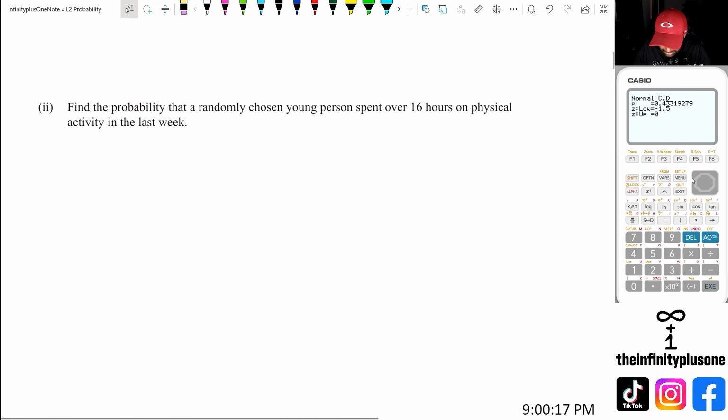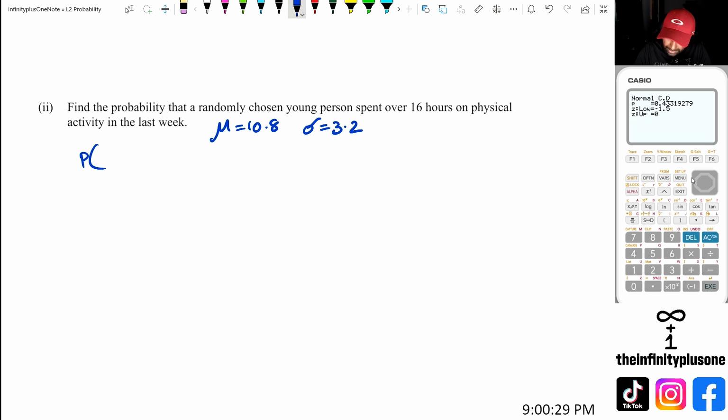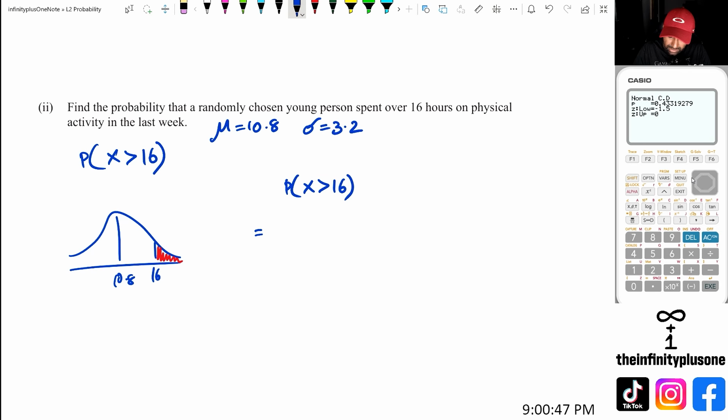Okay, part B. Our mean is still 10.8 and our standard deviation is still 3.2. What we're looking for is the probability of x greater than 16. If I draw a diagram here, this is going to be 10.8, this is going to be 16, and I'm looking for this value here. So the probability of x greater than 16 is equal to the probability of z greater than.